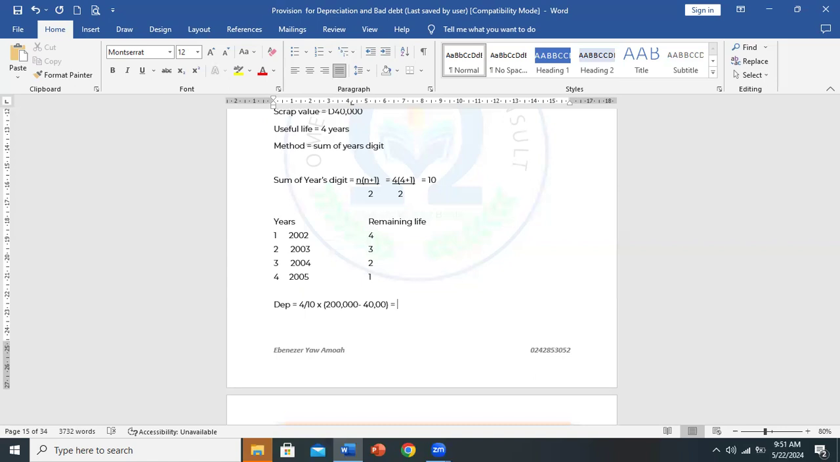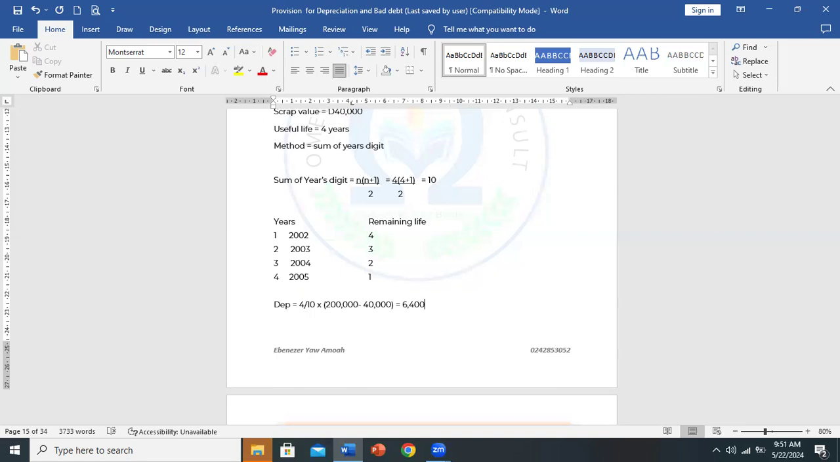Okay, so 200,000 minus 40,000, that should be 160,000. 160,000 times 4 divided by 10. Whoever is ready with the figure can give me. I'm now punching the calculator. So 160,000 times 4 divided by 10. That's going to give us 6,400. And that's the depreciation for the year 2002.